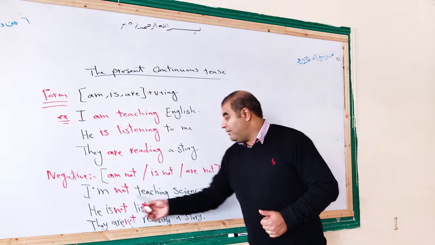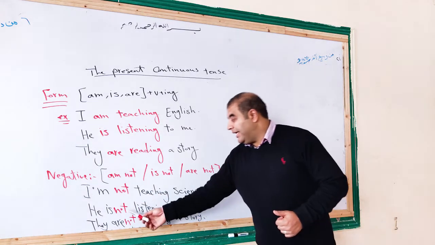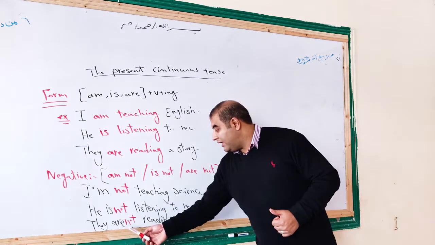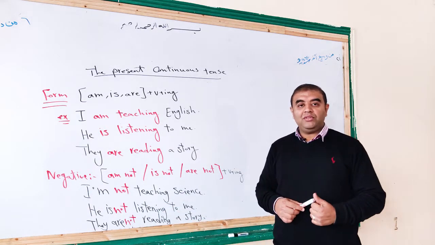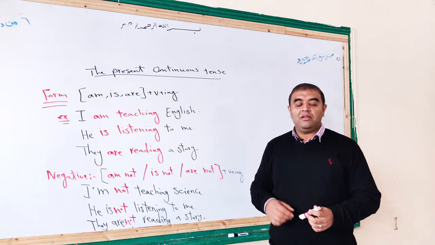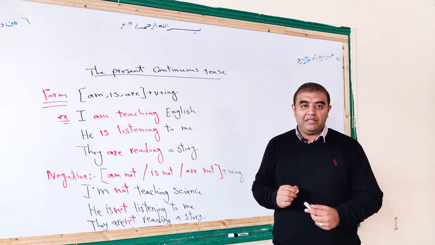Examples, I'm not teaching science. He isn't listening to me. They aren't reading a story. And don't forget to put ing after am or is or are. Either it's positive or it's negative.